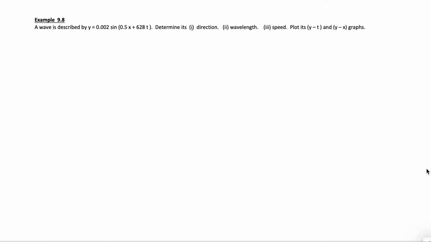And example 9.8, a wave described by y equals 0.0002 sine (0.5x plus 628t). As usual, I like to write the generic form first. So this is kx plus omega t. Determine its direction. This is a positive sign, which means that it is moving to the left.